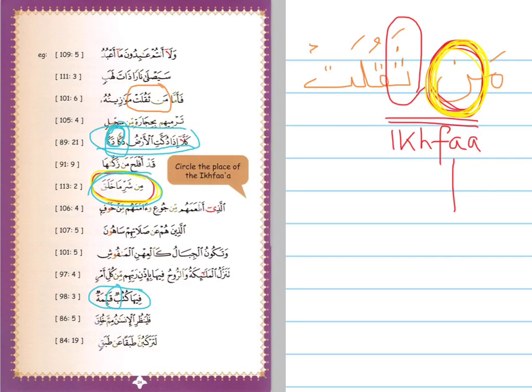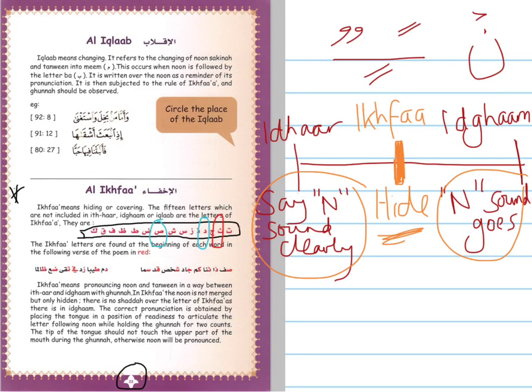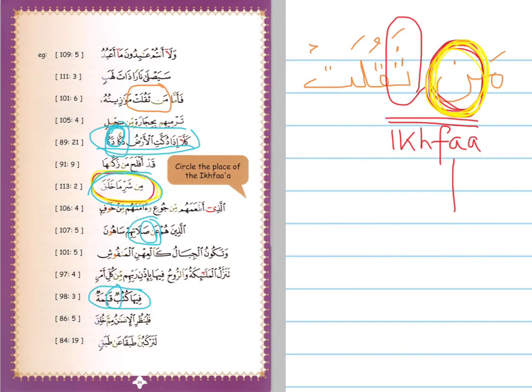One final one here. The noon sakinah followed by a sad. The sad is this letter here. الذين هم عن صلاتهم ساهون. So the noon instead of being said fully or dropped, is halfway between those two.